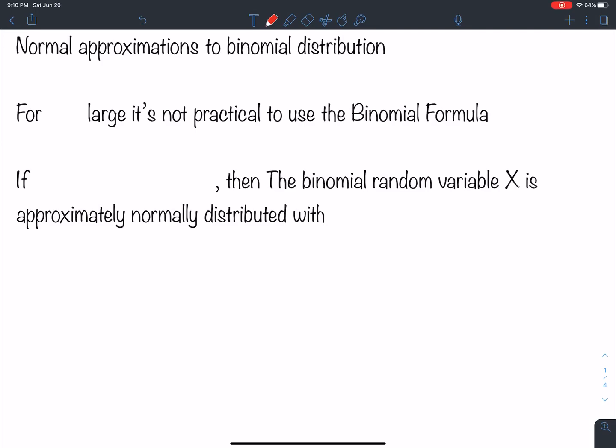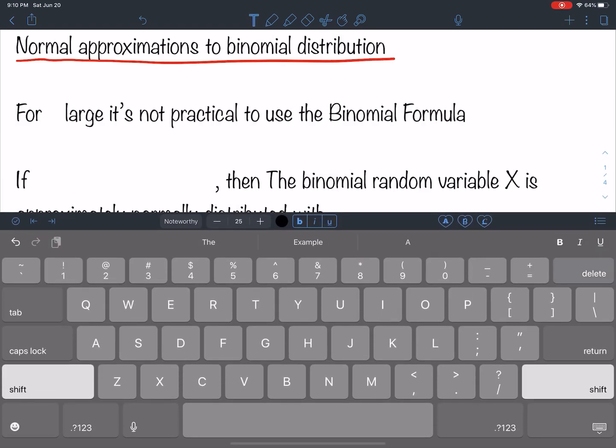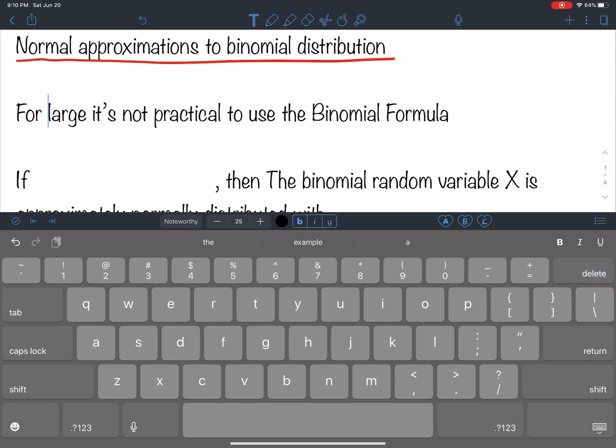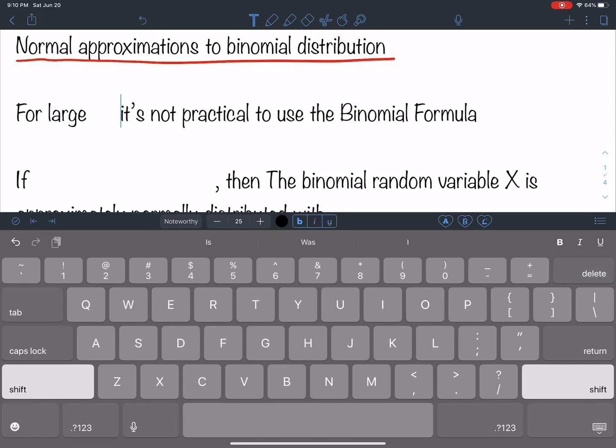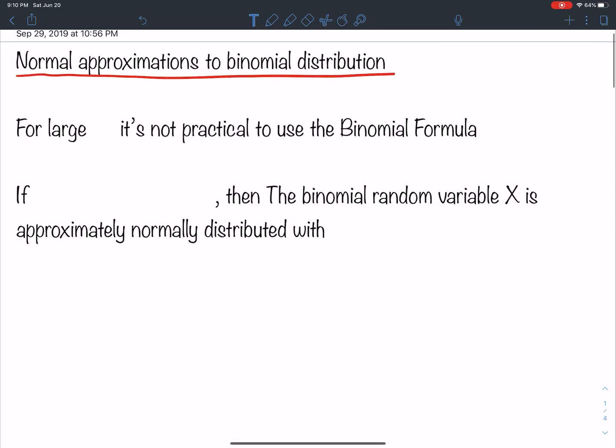So in this video, we're going to talk about normal approximations to binomial distributions. Now, for large n, it's not practical to use the binomial formula.